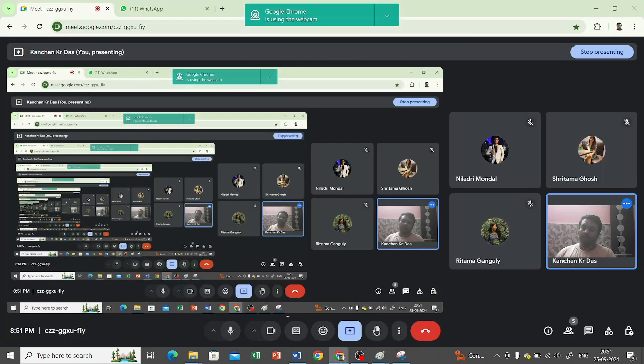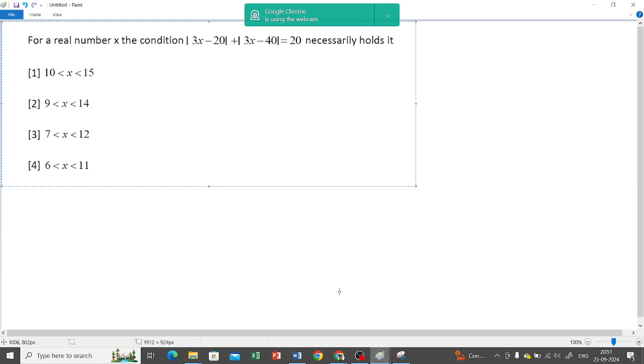Yeah, so this is a case-based sum. So here you have to take different cases. Sometimes this one negative, this one positive, then this one negative, this one positive, both negative, both positive, and you have to find out which one satisfies. Please do this sum. I want the answer from Shitama first. Okay?